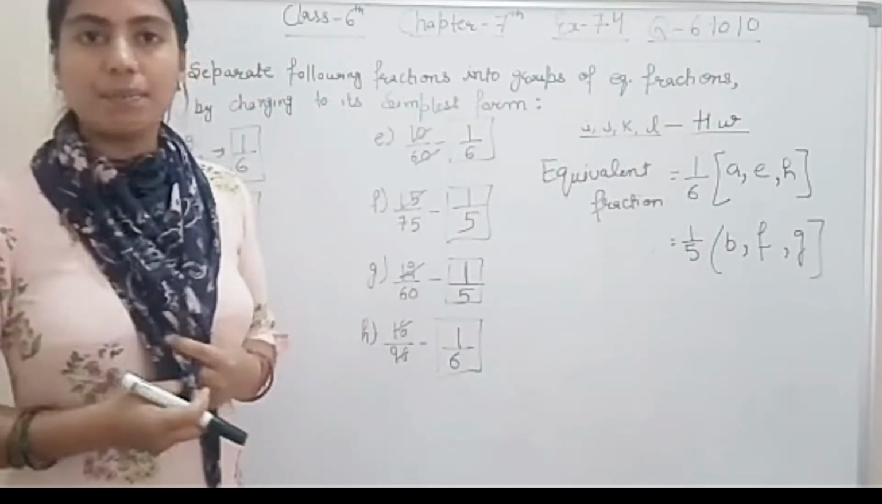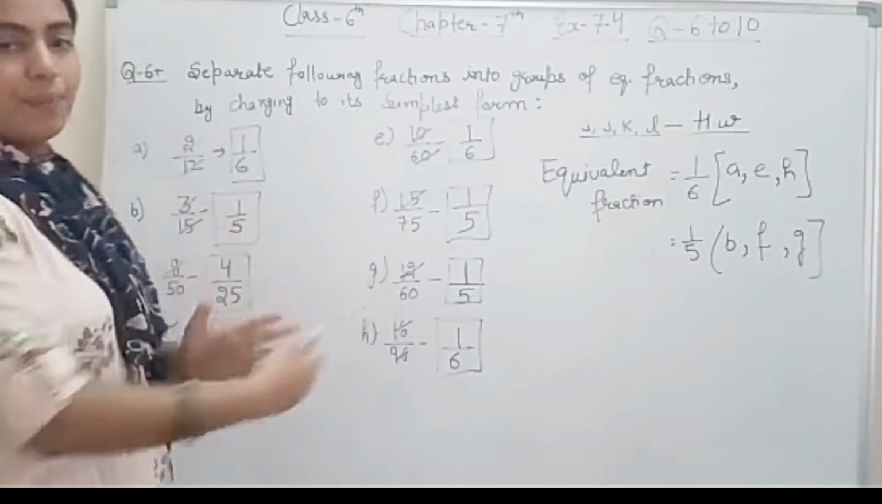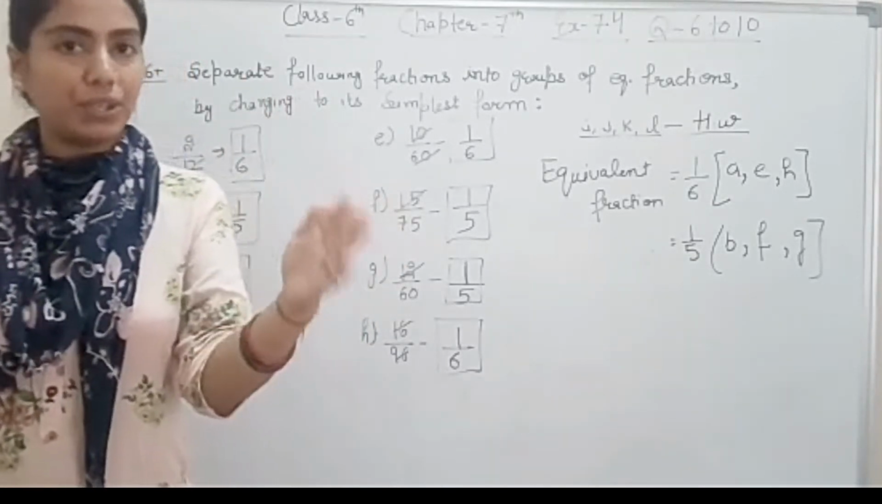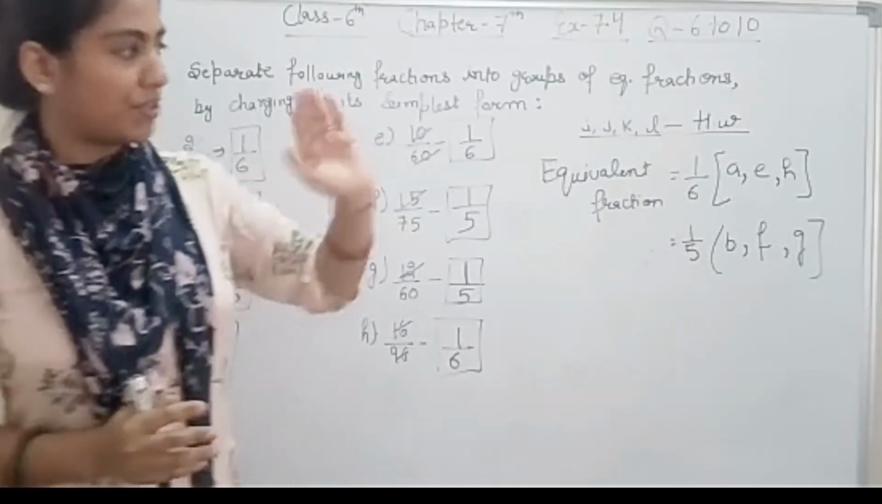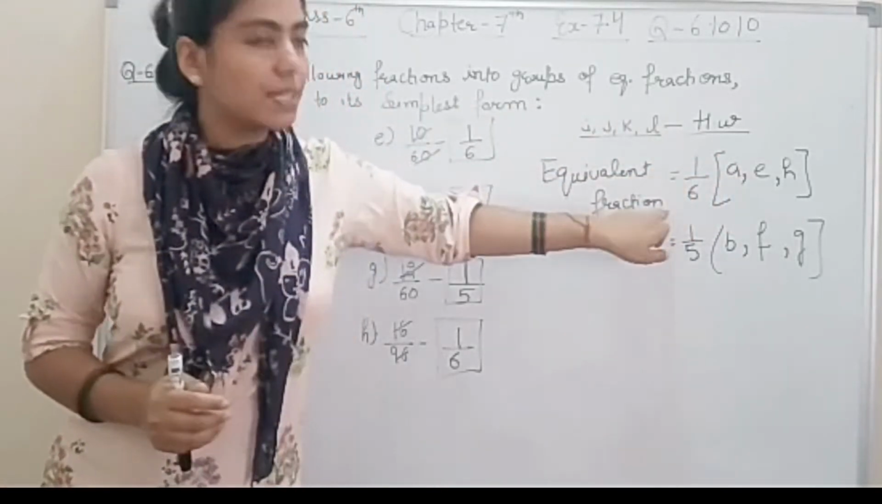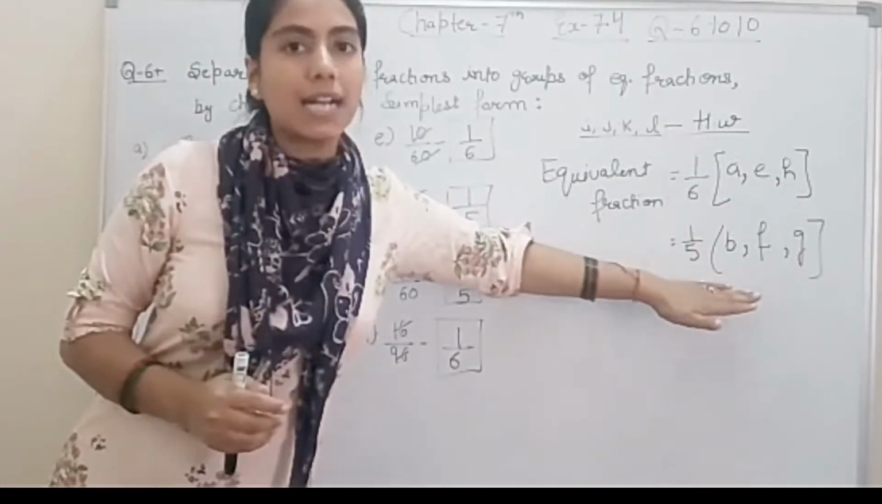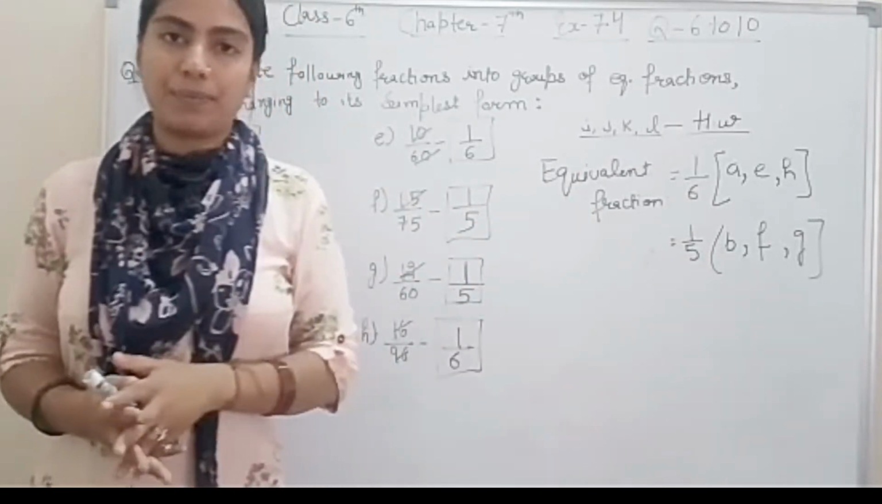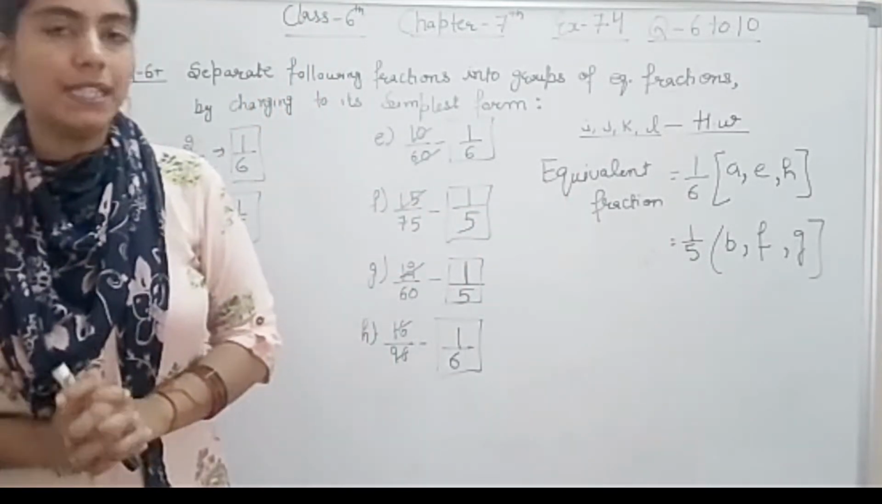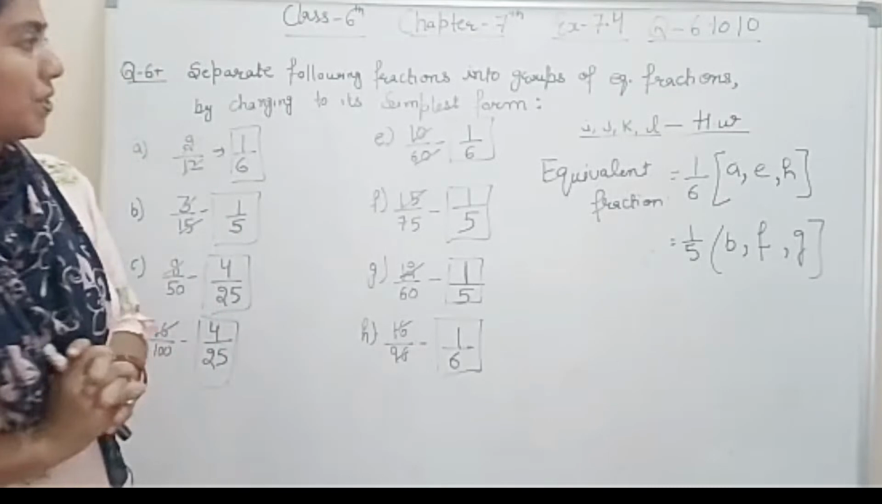Okay, how to do? Very simple. You have to convert into simplest form, then make a group of equivalent fractions. You have to mention also, for this the equivalent fraction is 1 by 6. For these parts, the equivalent fraction is 1 by 5, in such a manner. Very simple. So this is all about our question number 6.